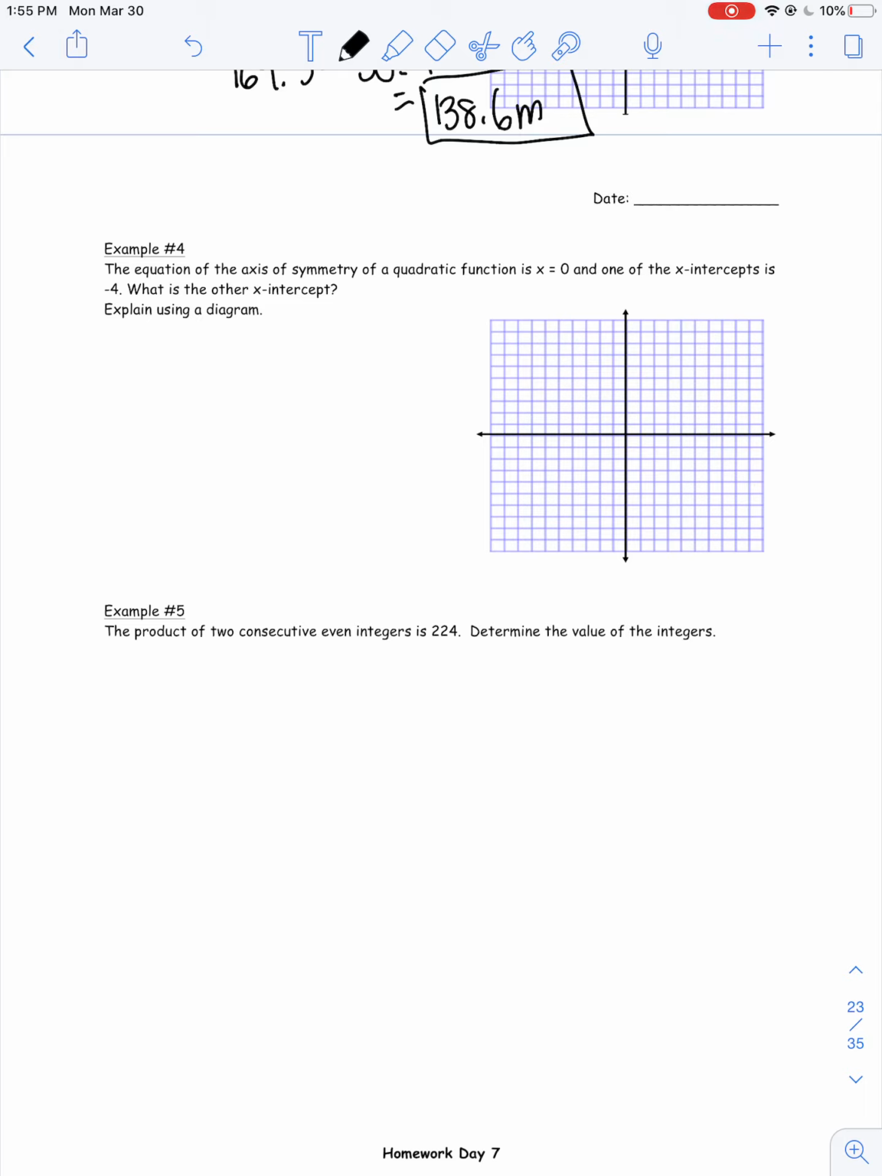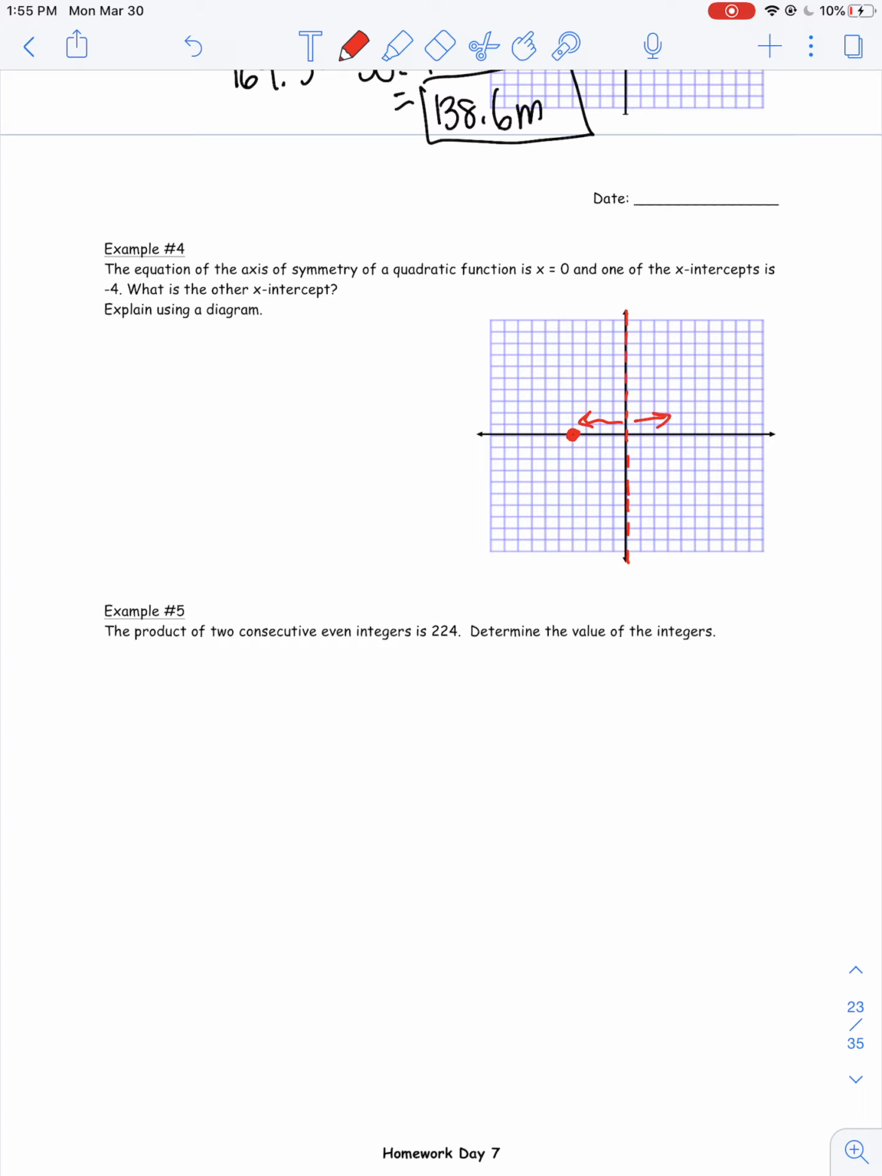Example number 4, what they're giving us is the equation of the axis of symmetry is x equals 0. So we know that there's that dotted line that cuts it straight down the middle at x equals 0. So dotted line, axis of symmetry. We know that one x-intercept is at -4, so I'm going to plot that.